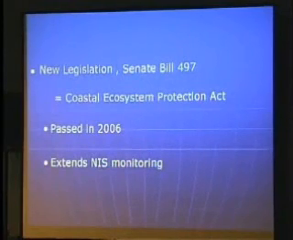There, as Maury indicated, is some new legislation, very recently signed. Senate Bill 497, the Coastal Ecosystem Protection Act. This bill removes the sunset date, so effectively extends our monitoring, and that longer horizon will give us the opportunity to gauge the effect of ballast water controls, and also to determine the rate of coastal introductions.